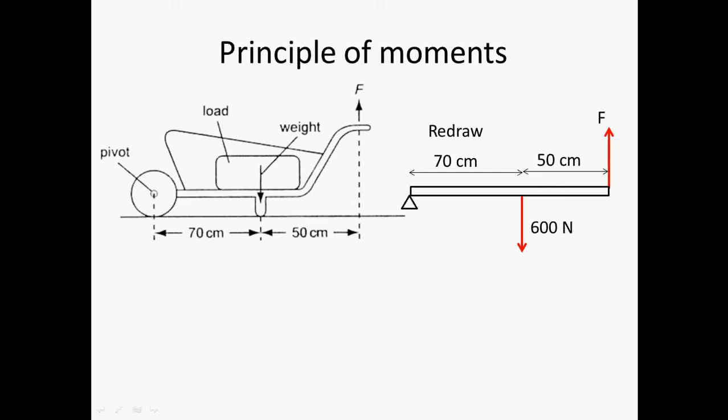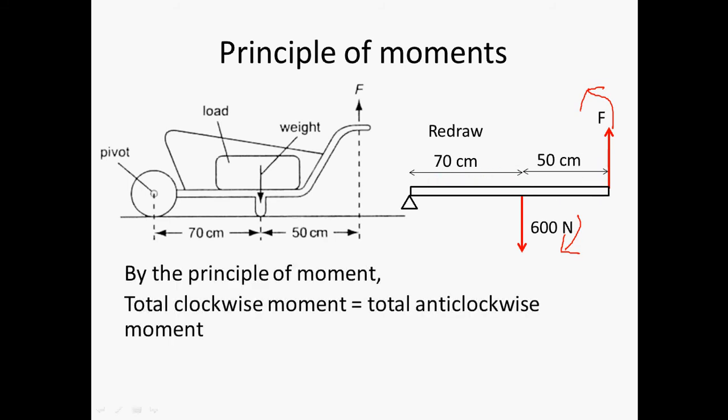Obviously the clockwise moment will be this guy, 600 Newton, and the anti-clockwise moment will be F. Be careful, for the anti-clockwise moment, the perpendicular distance is not 50 cm but 120 cm. Let's try to calculate. Again, write down the statement. The clockwise moment will be 600 times 70, and the anti-clockwise moment will be F times 120. So the answer will be 350.